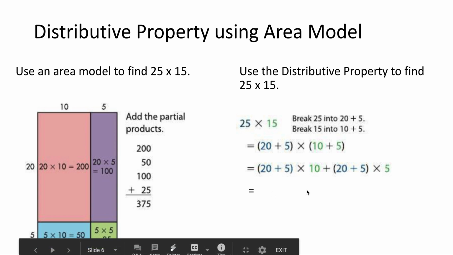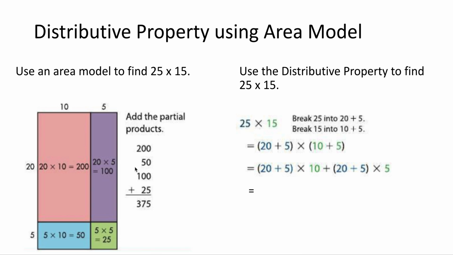200 plus 50 plus 100 plus 25. And that is equal to 375. So you can see how they are connected, right? So yeah, area model is very useful to teach the distributive property.